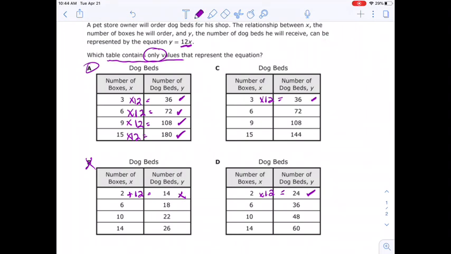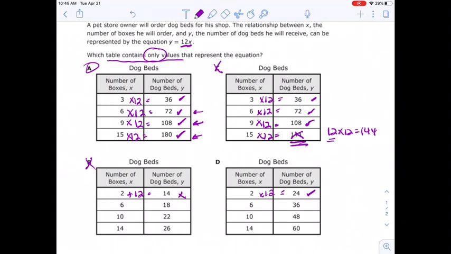So let's look at C. We've already proven 6 times 12 is 72. It was right there in A. We've already proven 9 times 12 is 108. It was right there in A. But what about 15 times 12? Well, we've already proven right here that it equals 180. It does not equal 144. 12 times 12 equals 144. So if he was getting 144 dog beds, he would have ordered 12 boxes, not 15. So now we know why C can't be our answer.